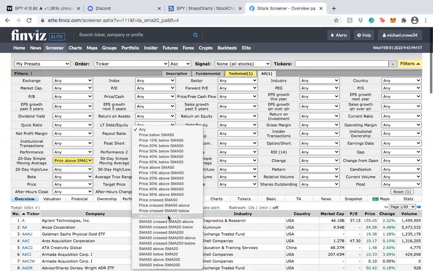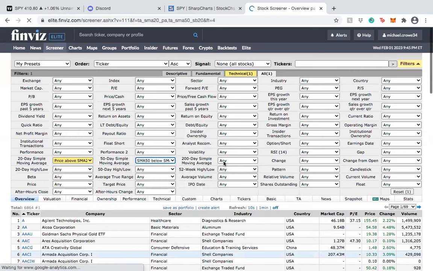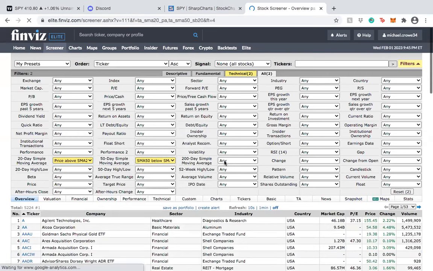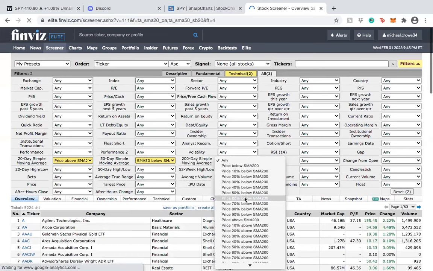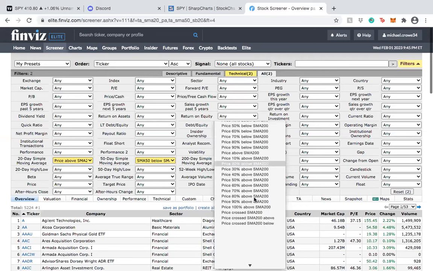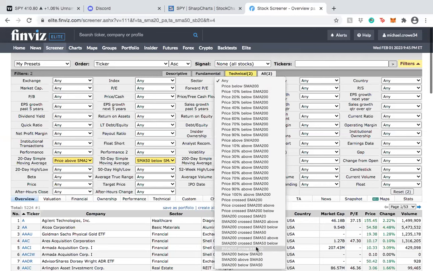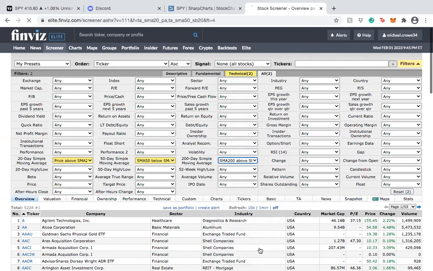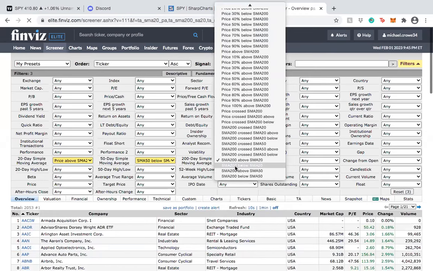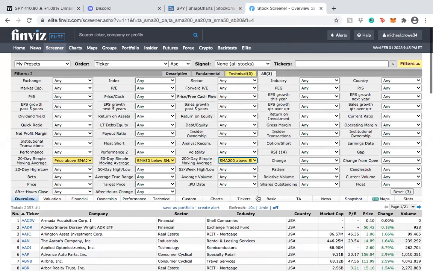I usually come over here to where the 20 is, right? The SMA 50 below the 20, right? And then the 200-day, I will say the price is above the SMA 200. Oh, sorry, not above the 20. I wanted to say, oh yeah, above the 20. That's what I wanted, right? And so then you can map it out.